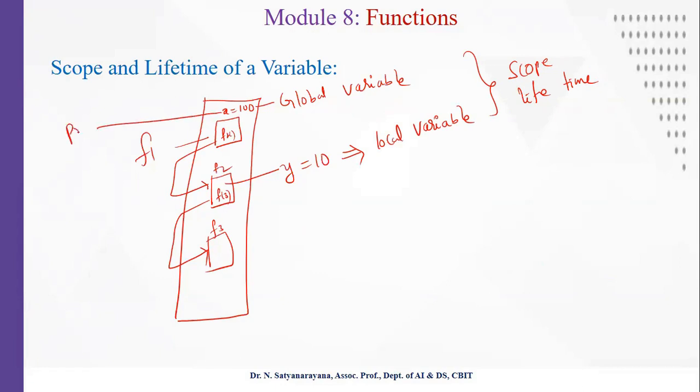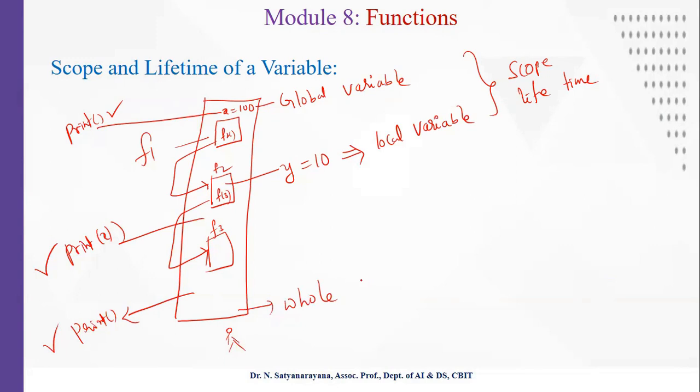So if you print x here, is it okay? Yes, it is okay. If you print x here, is it okay? It is okay. Why? Because the variable is declared as a global variable. The global variable scope is in fact throughout the program, until the control comes out of the program. If control comes to here, the whole memory is deleted, and then we lose the scope of x.